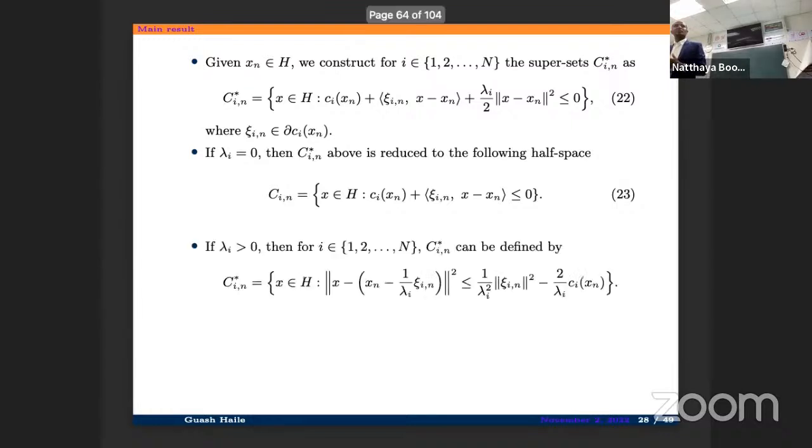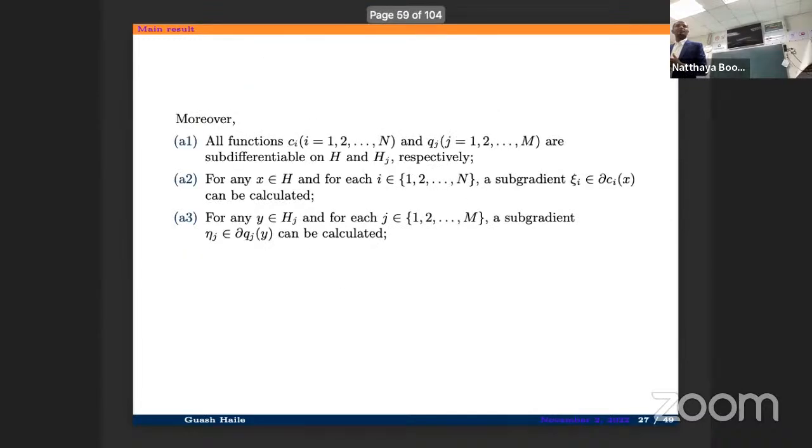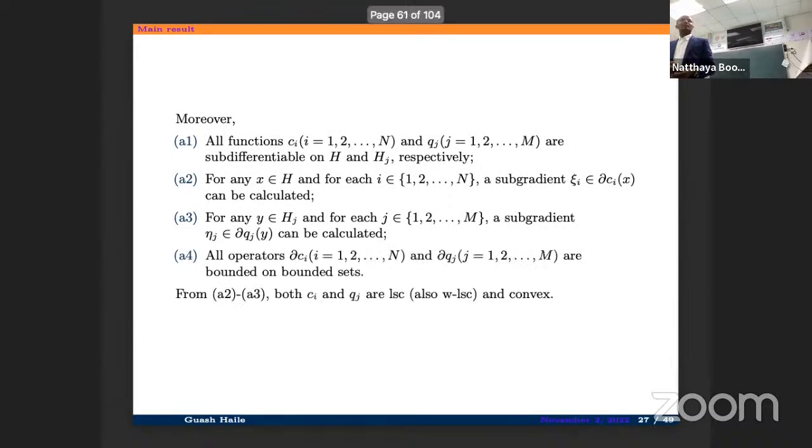What about the previous lines? Such 7. These are standard assumptions. I think we are right. Yes. These are standard assumptions actually.